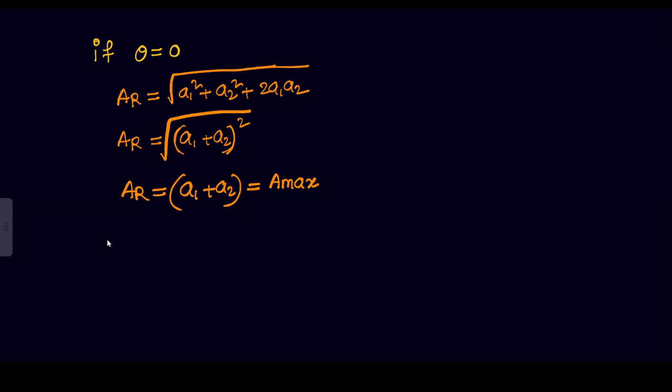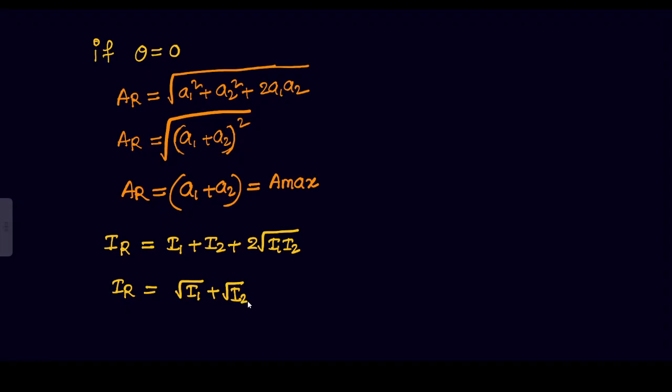Next, whatever the intensity is, it is given as I1 plus I2 plus 2 into square root of I1 I2 into cos theta. Theta value is how much now? 0. Cos 0 value is 1. So then it is IR. This we can write as root of I1 plus root of I2 whole square. Check it.